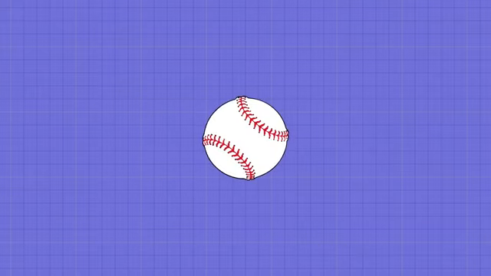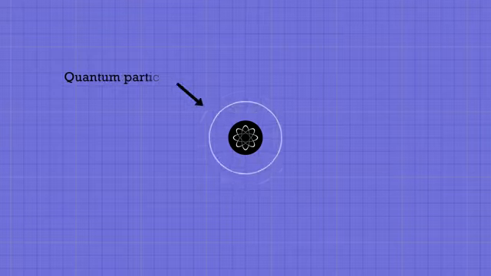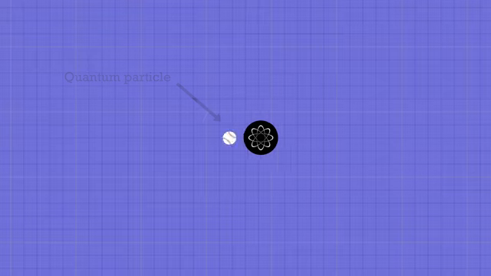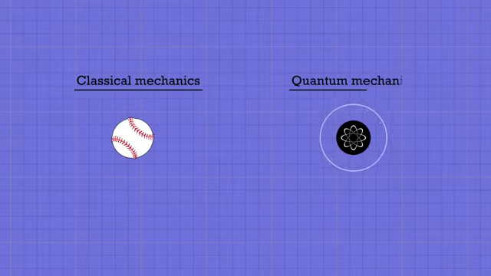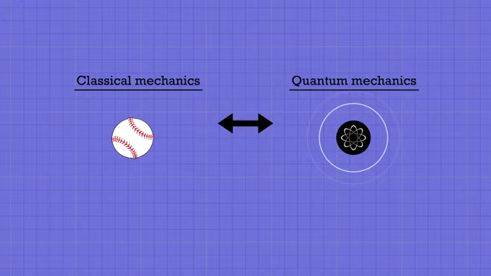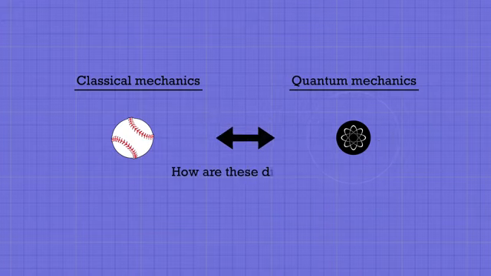Quantum mechanics is all about describing the behavior of really tiny particles, like electrons. And to give you an idea of just how different it is from classical physics, let's start by comparing and contrasting the classical and quantum versions of a very simple problem.